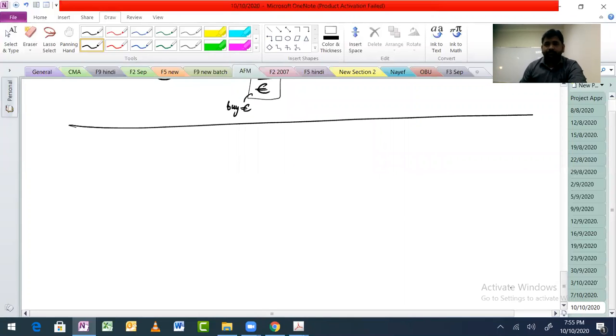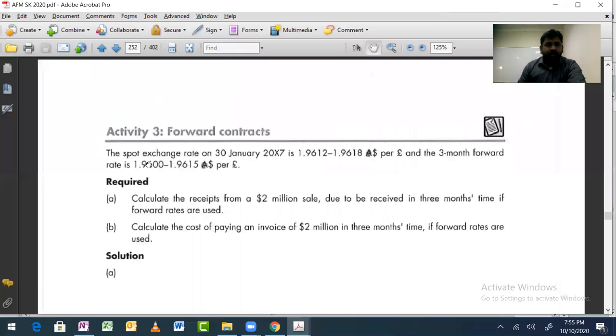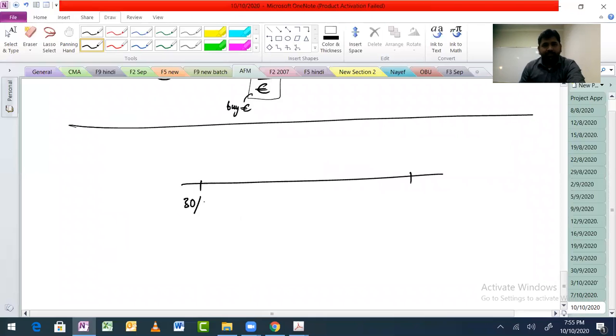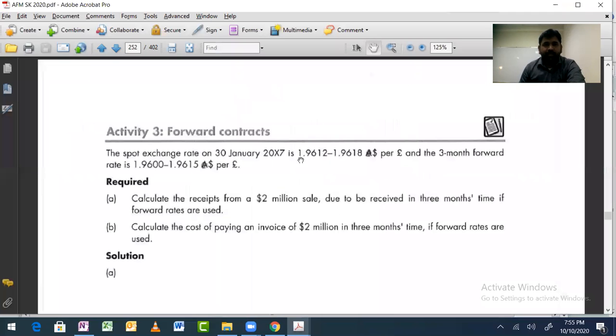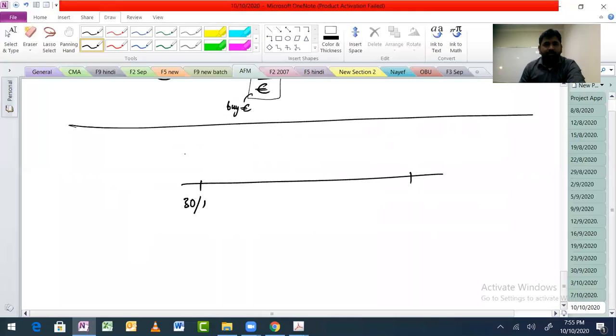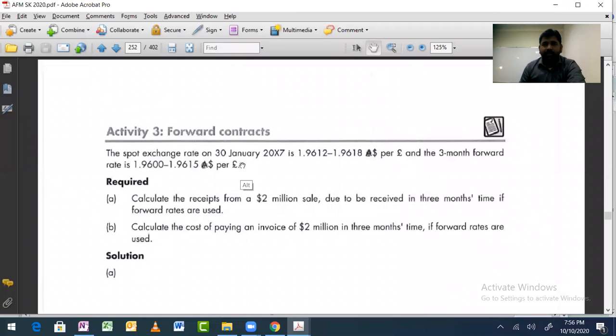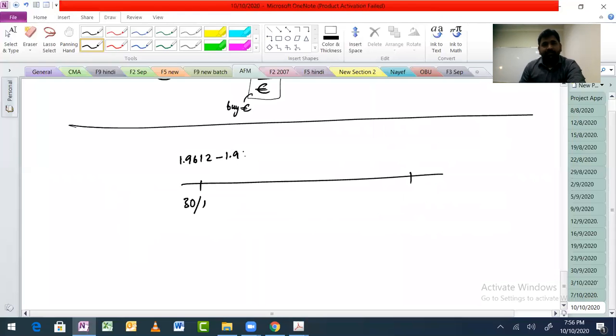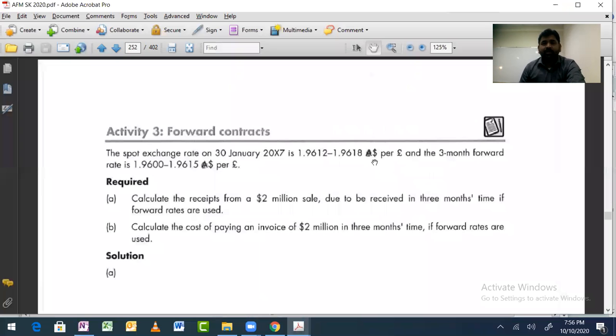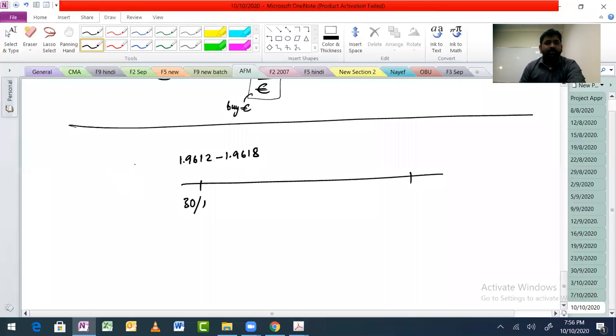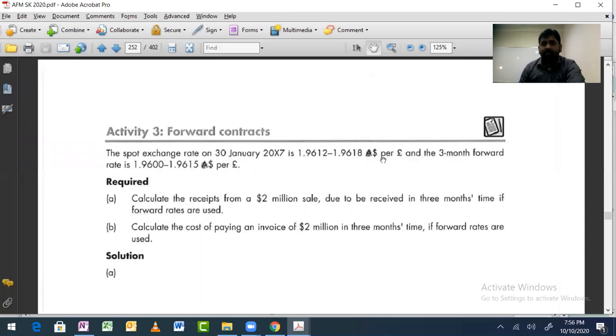In this particular question they are saying the spot rate on 30th January. So today, let's say we have 30th January and the spot rate is 1.9612 dash 1.9618, and this is dollar per pound. So this is the dollar per pound rate, today's rate. I don't think we are going to use it, but they have given it, so we'll write it.